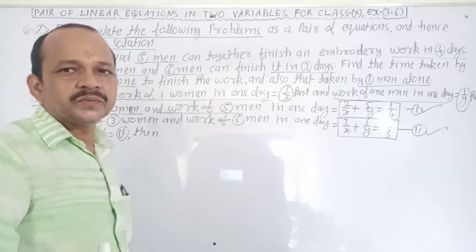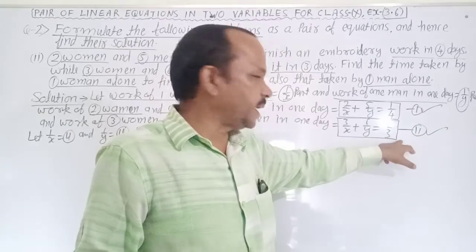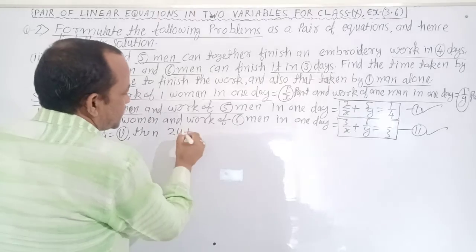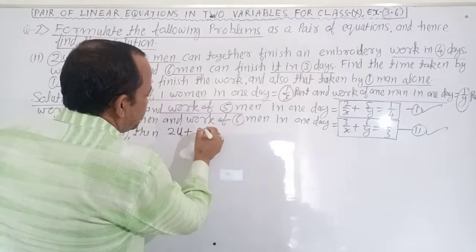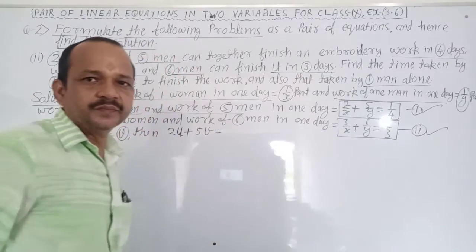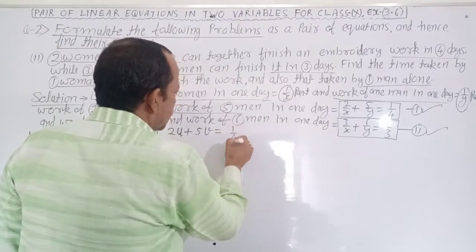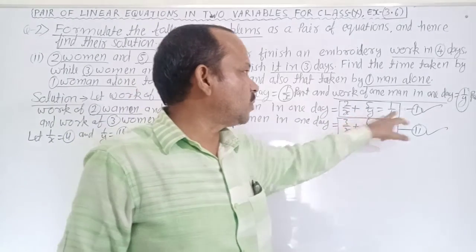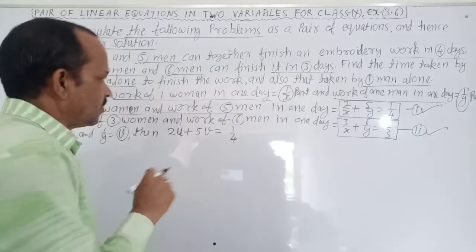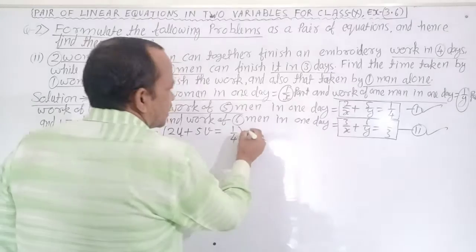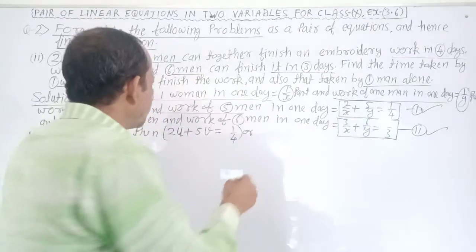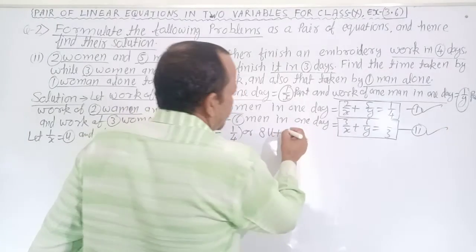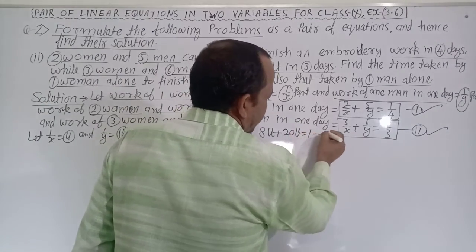Then according to first equation, 2u plus 5v equal to 1 by 4. Multiply by 4: 4 2s are 8u plus 4 5s are 20v equal to 1. Equation third.